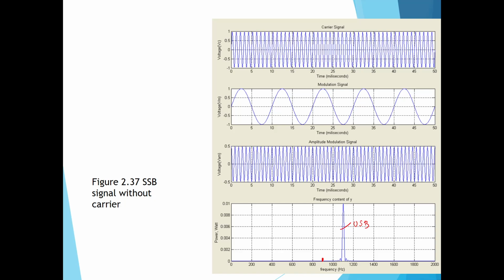There's no carrier component. The carrier component has been suppressed completely, and the lower sideband has been removed using the filter. Okay, menggunakan filter, so kita boleh remove salah satu sideband. We can choose either one sideband using the filter component. If we use a filter, we can remove the sideband. Okay, and also we can remove the carrier.